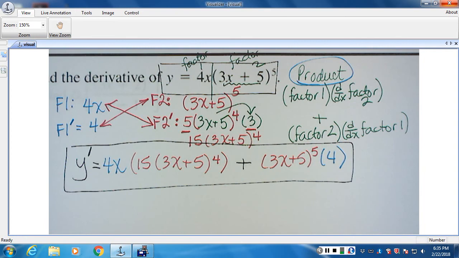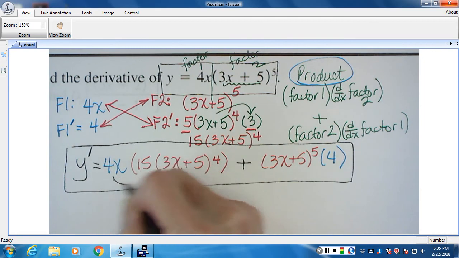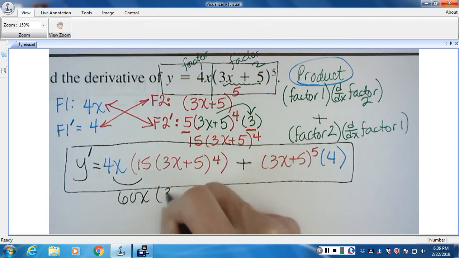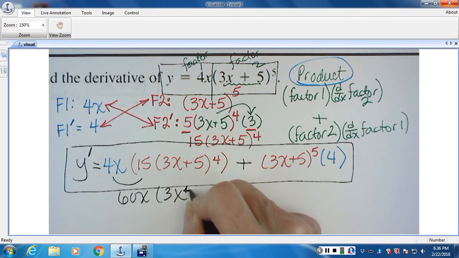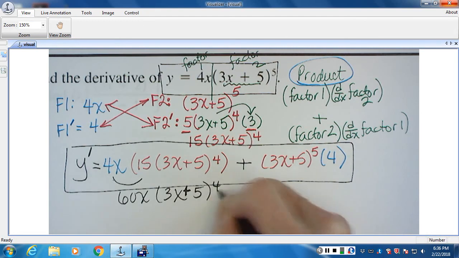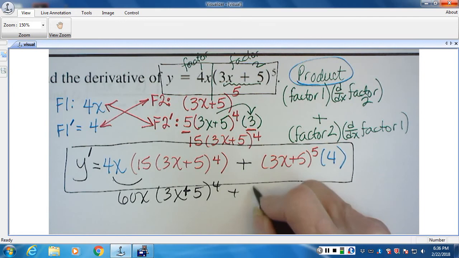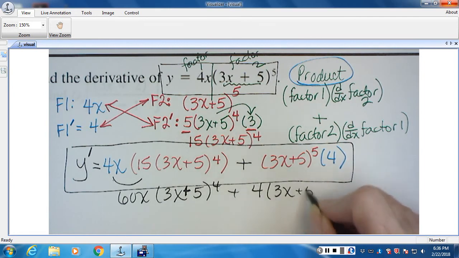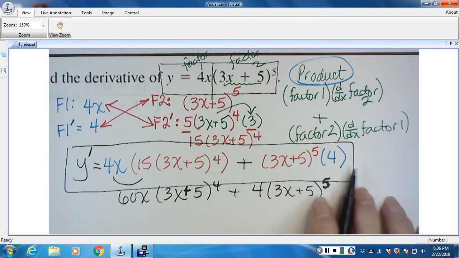Now, if you want to make it a little less ugly, that's okay. But about as little less ugly as I'd want to make it is I might do this much. 15 times 4 is 60x. And I might bring that 4 out in front instead of having it hanging out there at the end. Just because I'd be more afraid I'd forget about it being there if I didn't stick it in the front. But other than that, I wouldn't do anything else.